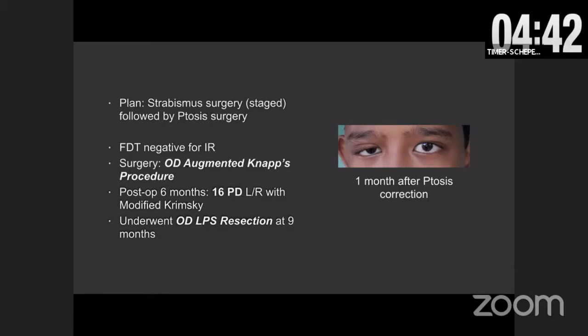At 6 months of follow-up, he measured 16 prism diopters of L over R with modified Krimsky, and then the parents of the patient were not further interested in the surgical correction for strabismus, and hence they underwent the further ptosis correction at 9 months after the first surgery, which was LPS resection in the right eye. This is how he looked after 1 month of ptosis correction.